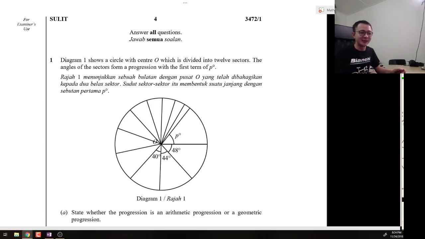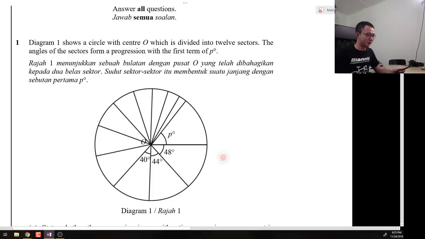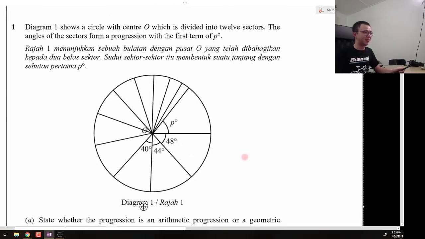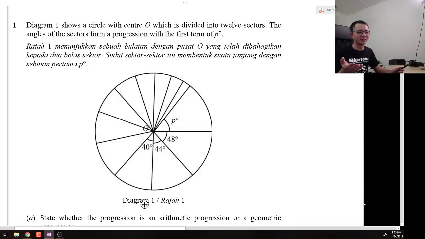Alright, so let me just slightly zoom in a little bit more. I hope you can see. I actually encourage you to use a computer to see. If you are using phones, it might be hard for you.